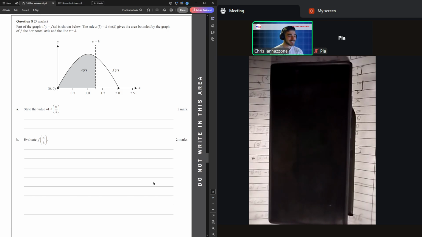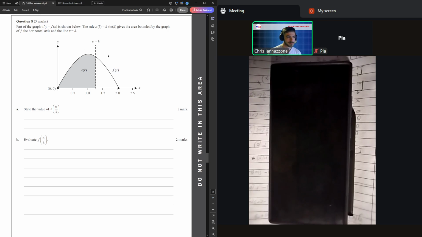The first thing I would point out would be, what actually does A of k even mean in this context? So let's make sure we're clear on that. What does A of k actually tell you in this scenario? Is it defining the function? No, not defining the function. A of k is the rule that gives the area bound by the graph. So A of k actually gives you area. It's an area function, not the graph.